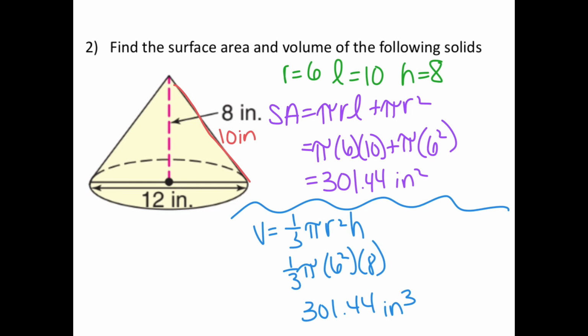And again, just using our formulas, 10 is the slant height, 8 is the height, 6 is the radius, and so we use that as necessary in our formulas for surface area and volume.